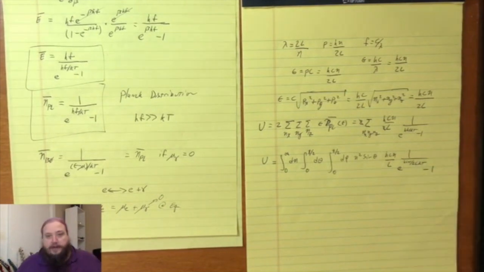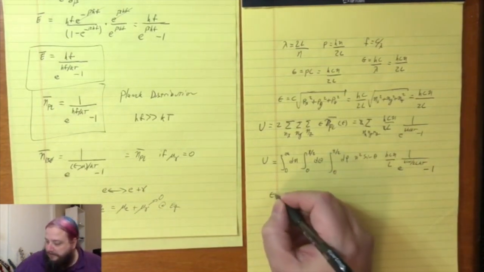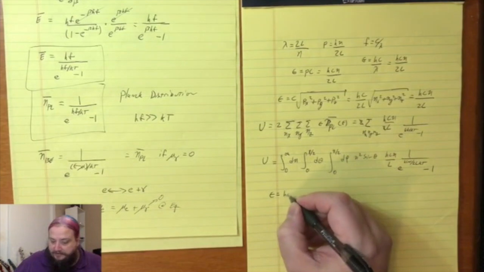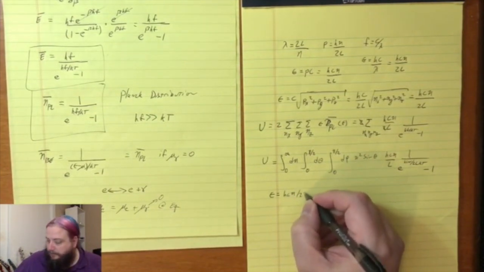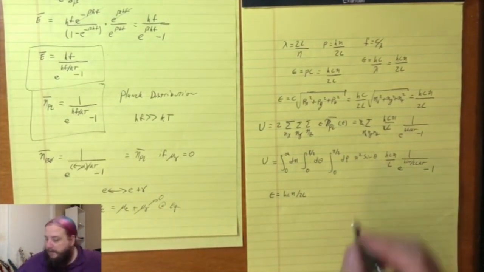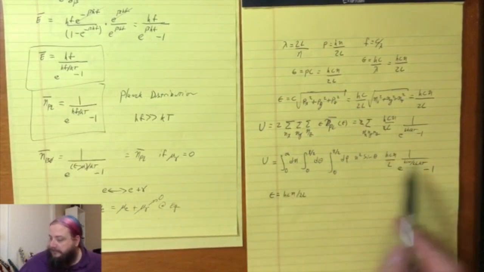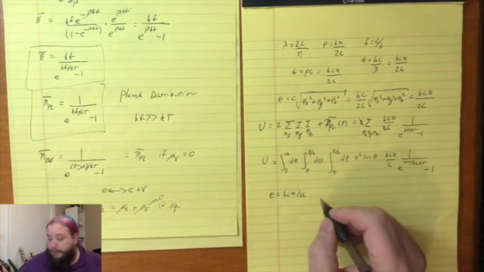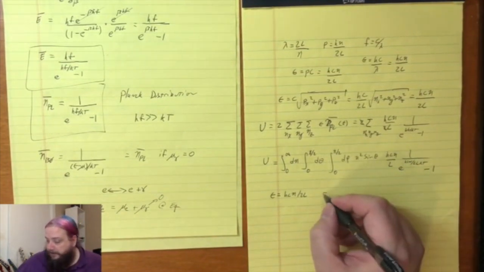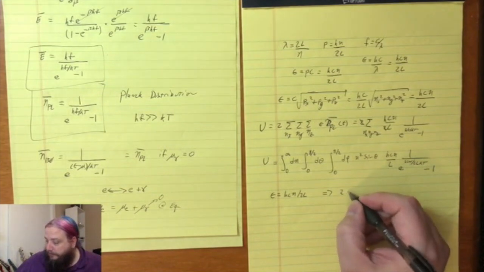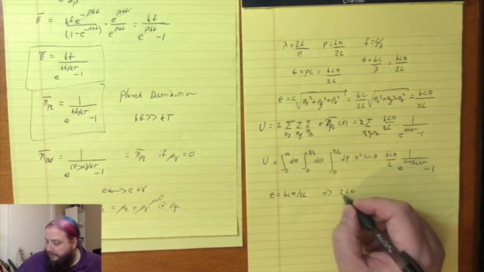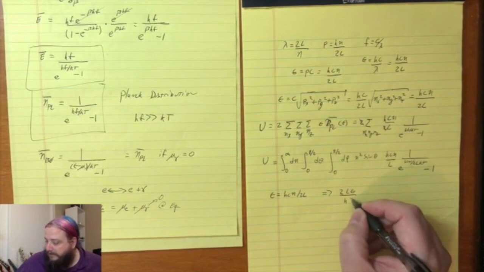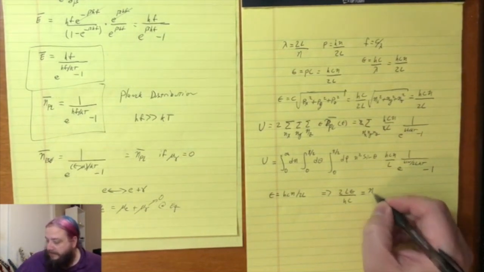This is a little bit awkward to write down, the hcn over 2L kT. So let's write energy equals hcn over 2L. And let's do a change of variables here. Instead of integrating over n's, we're going to integrate over mode energies. So this means that 2L times the mode energy divided by hc is our number n.